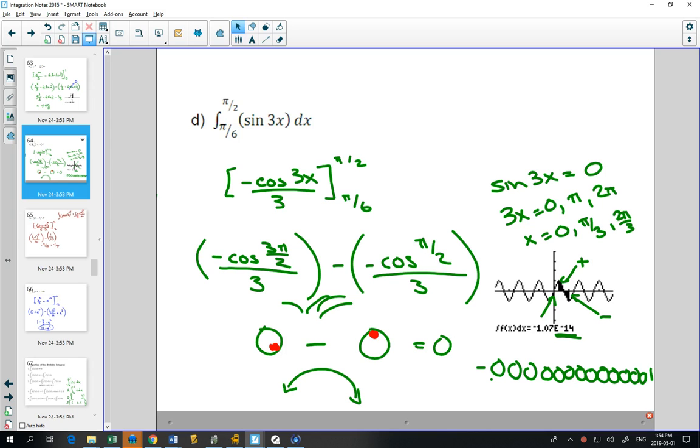Off to the side here, I was just thinking about where I have my x-intercepts. If I was graphing sine of 3x, I say to myself, when is sine equal to 0? At 0, pi, and 2 pi. So 3x would equal 0, pi, and 2 pi. If I wanted to solve for x, I'd have to divide each of those by 3. So just a little review of solving within a sine equation.